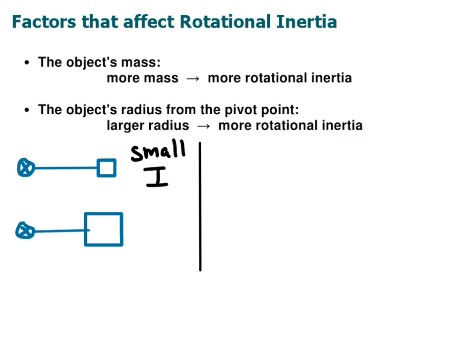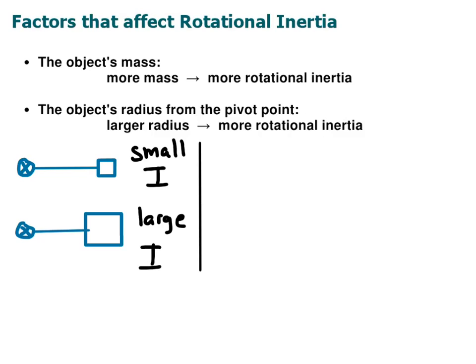So this one has what's called small rotational inertia, or a small moment of inertia. And in physics, we give rotational inertia the variable capital I. So you're going to be seeing that a lot in this unit. As opposed to this one, which is going to have a large moment of inertia. And again, that variable is capital I. So that's one factor that affects the rotational inertia of an object.